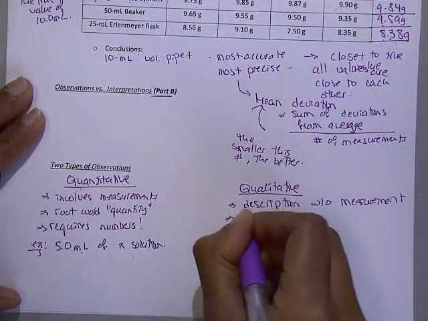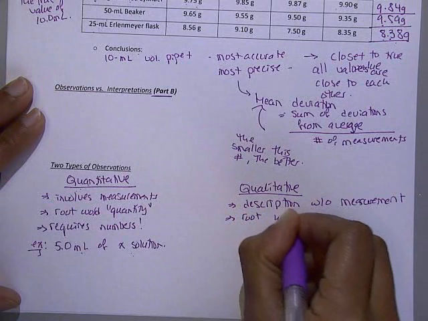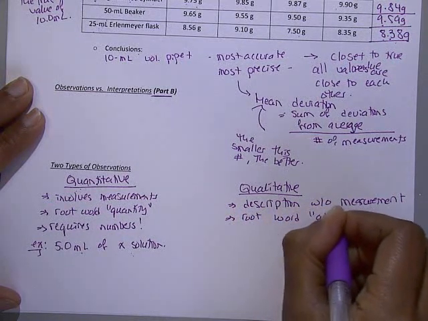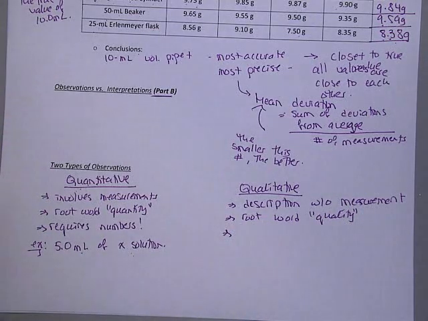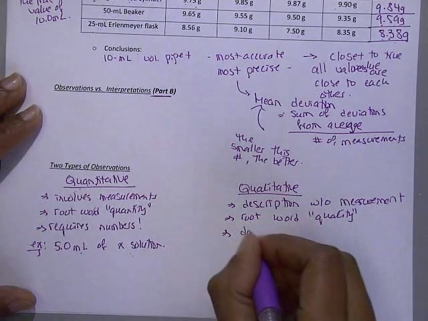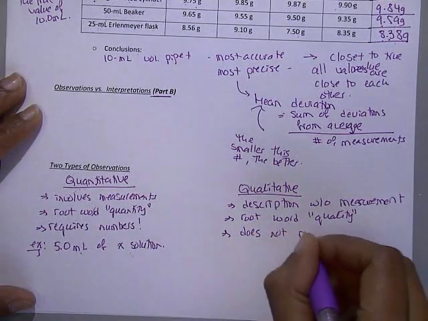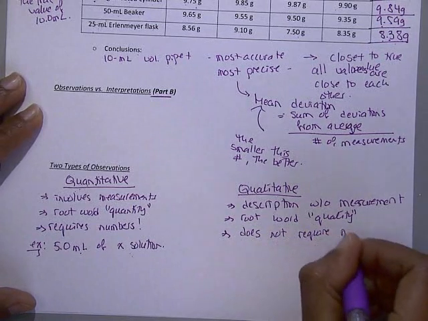If you notice, it comes from the root word quality, meaning it's describing the quality of something. It does not require numbers.